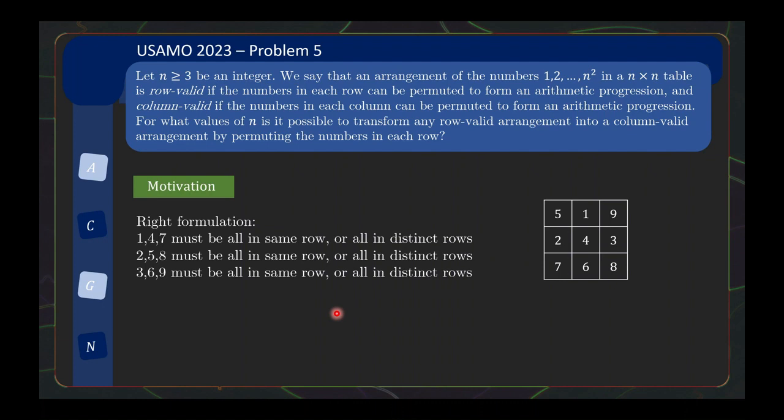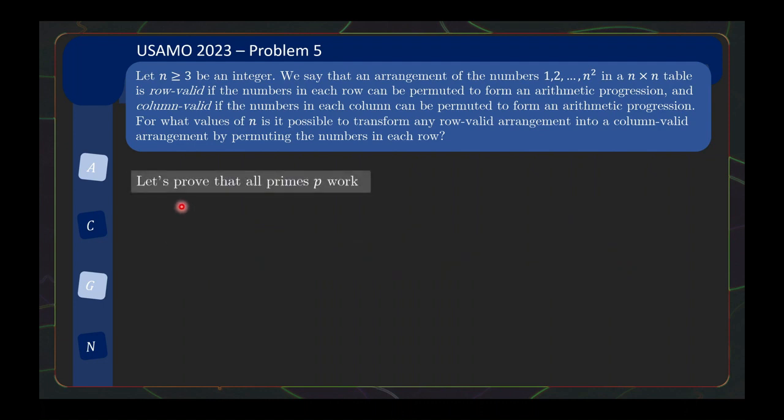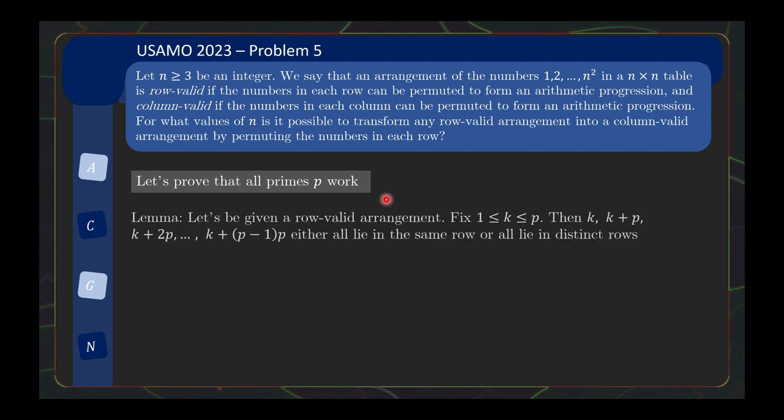Remember, the crux of the idea is, if you try and put 1 and 4 in the same row, what happens? You cannot break the interval in between them any finer, which forces 1, 4, 7 to end up in the same row, right? So this suggests that you may want to prove that all primes work. And the proof basically follows the same structure as our 3 by 3 example.